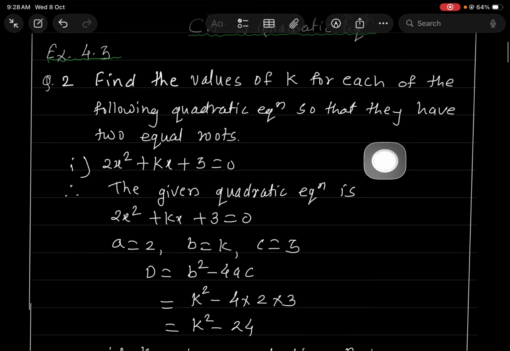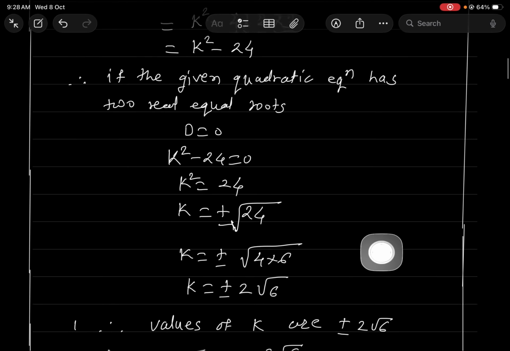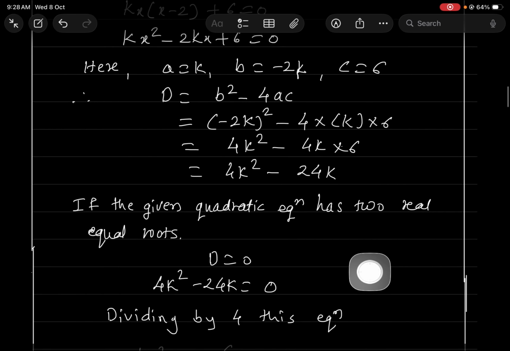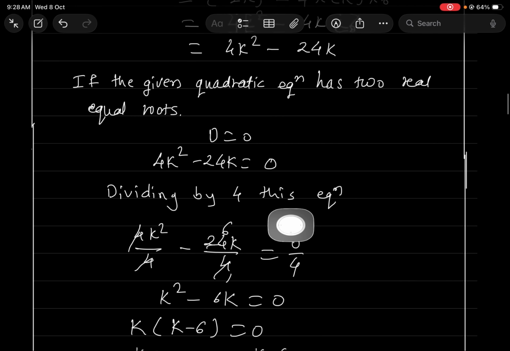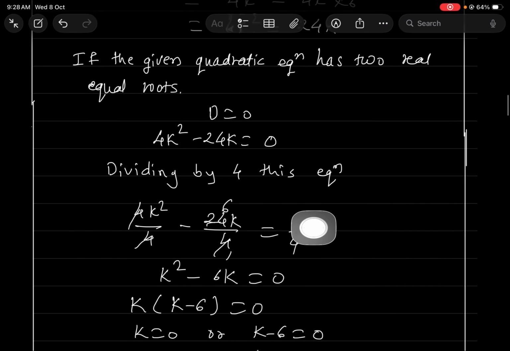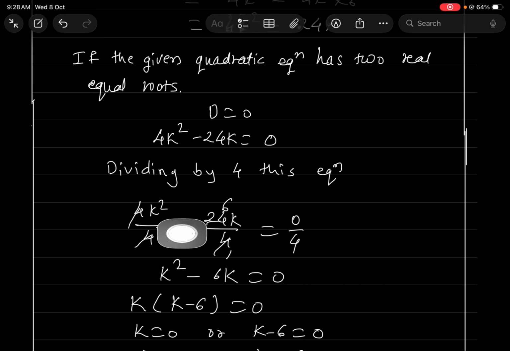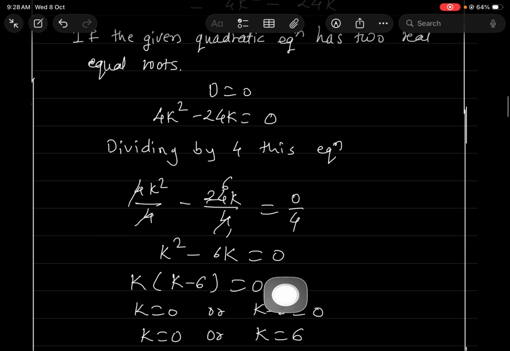Remember, in the question they have two equal roots. Equal roots means D equal to 0. So 4k square minus 24k equal to 0. Dividing this equation by 4, what will come? You will get k square minus 6k.